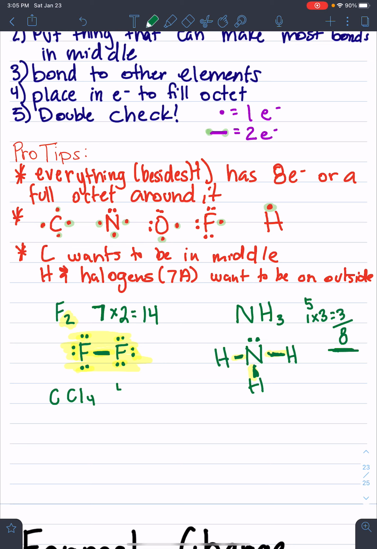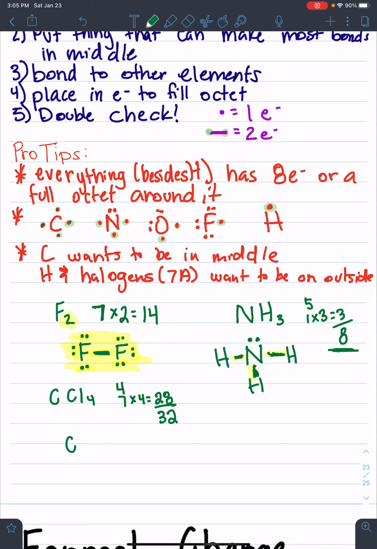Alright, so carbon normally has 4 valence electrons, chlorine has 7, times it by 4, so that equals 28. So total, we should have 32 valence electrons around this. So we're going to start off with C in the middle, because remember, we always want to start off with the thing that can make the most bonds in the middle. Carbon can make 1, 2, 3, 4 bonds. It wants to go in the middle.